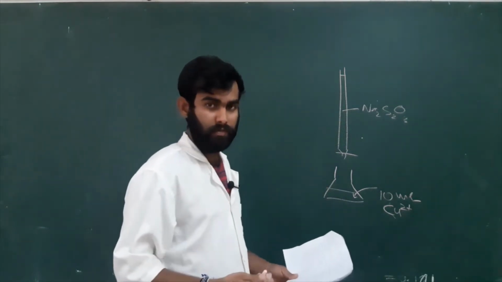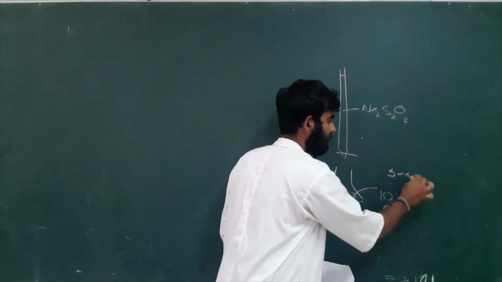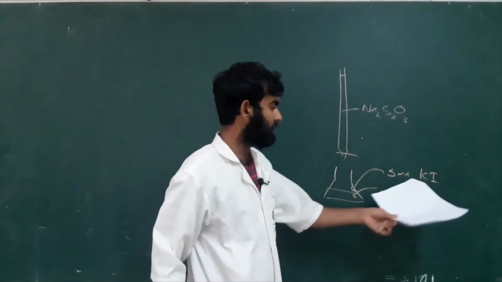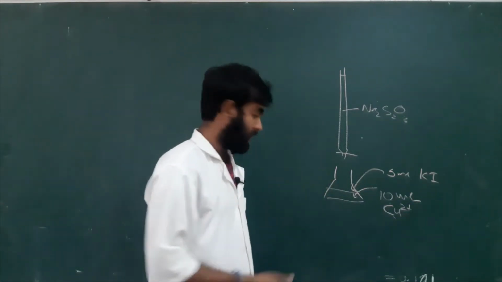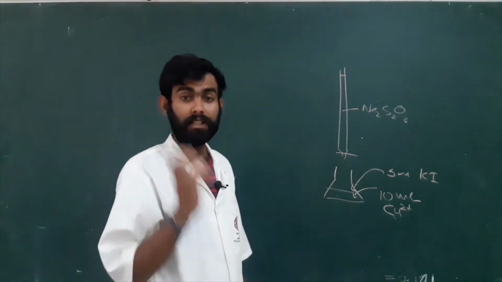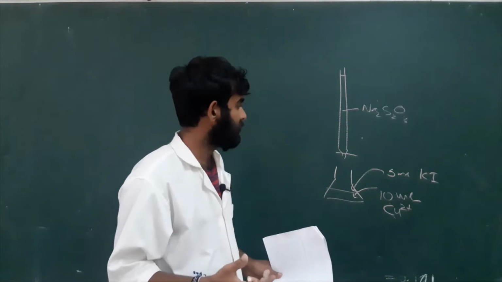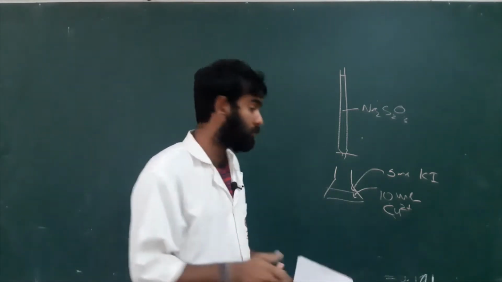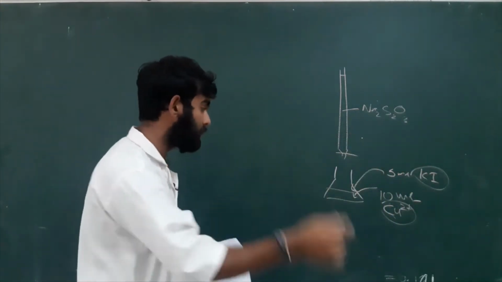To this solution, we will add 5 milliliters of potassium iodide solution. So both the potassium iodide and the copper 2 plus solution are in our titration flask. So what will happen just after mixing both the copper solution and the potassium iodide solution?